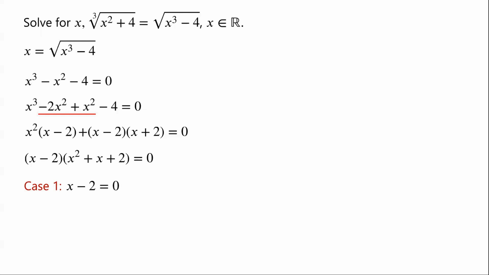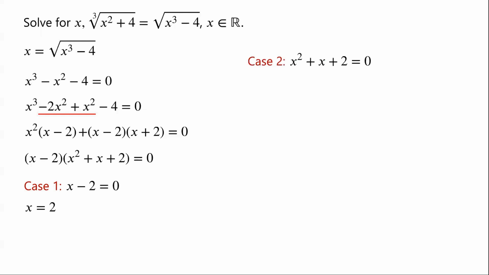Case 1, x minus 2 equals 0. So x equals 2. When x equals 2, the left side of the equation equals the cube root of 2 squared plus 4, which is 2. The right side of the equation equals root of 2 cubed minus 4, which is 2. So x equals 2 is a solution of the equation.